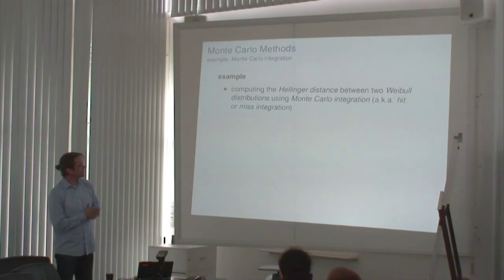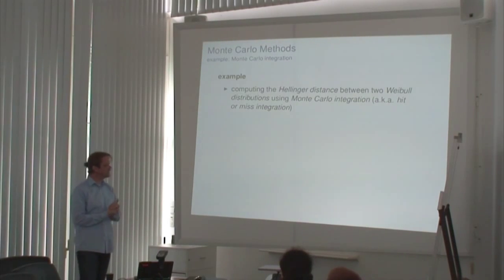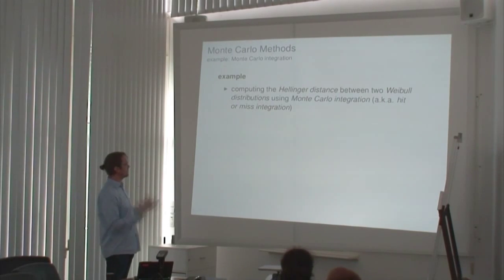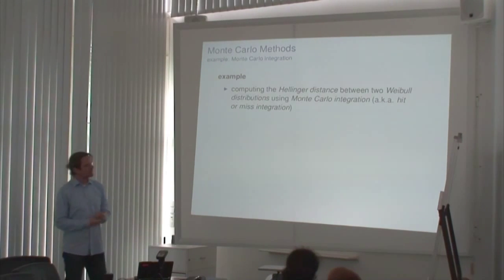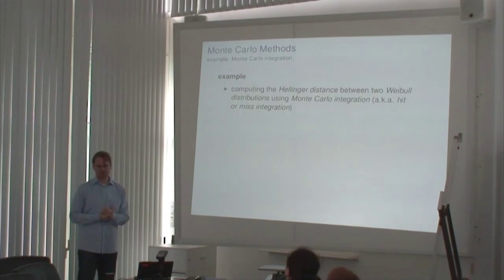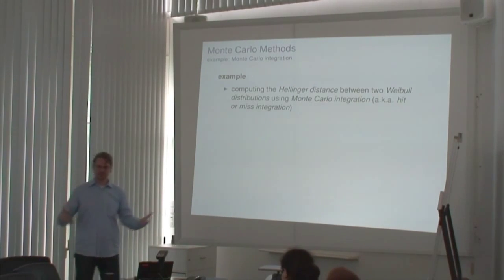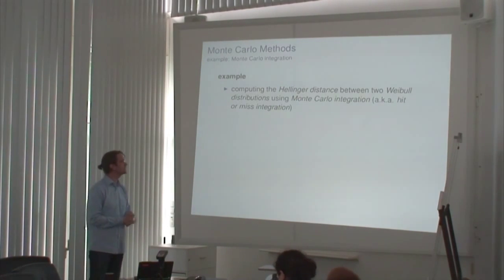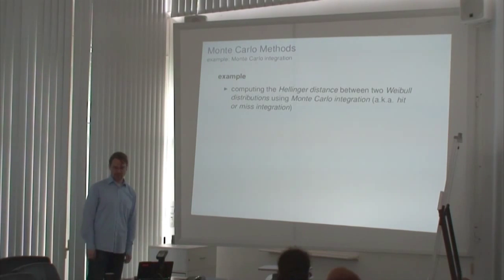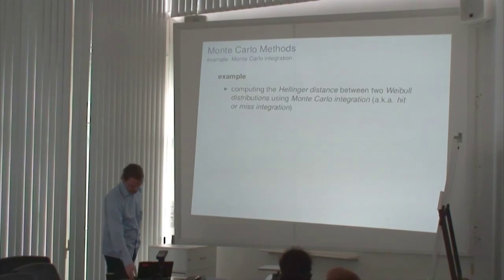The example I will consider today is the computation of the Hellinger distance between two Weibull distributions. And in order to compute this Hellinger distance, we have to integrate. I'll show you how to use Monte Carlo methods in order to integrate something. Monte Carlo integration is also called hit or miss integration. All right, so this will be the first major topic today.